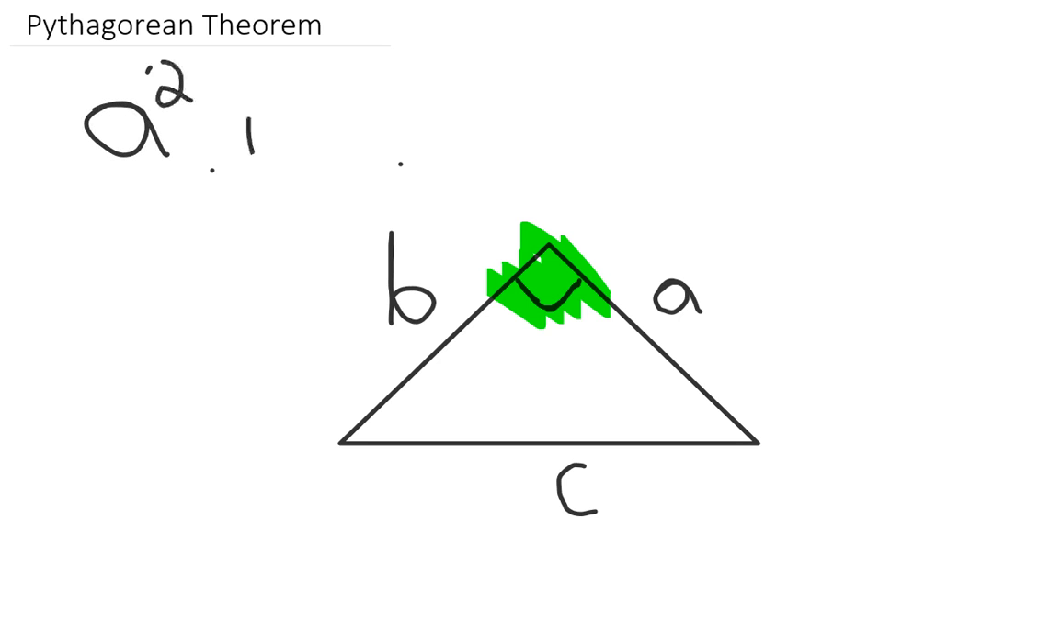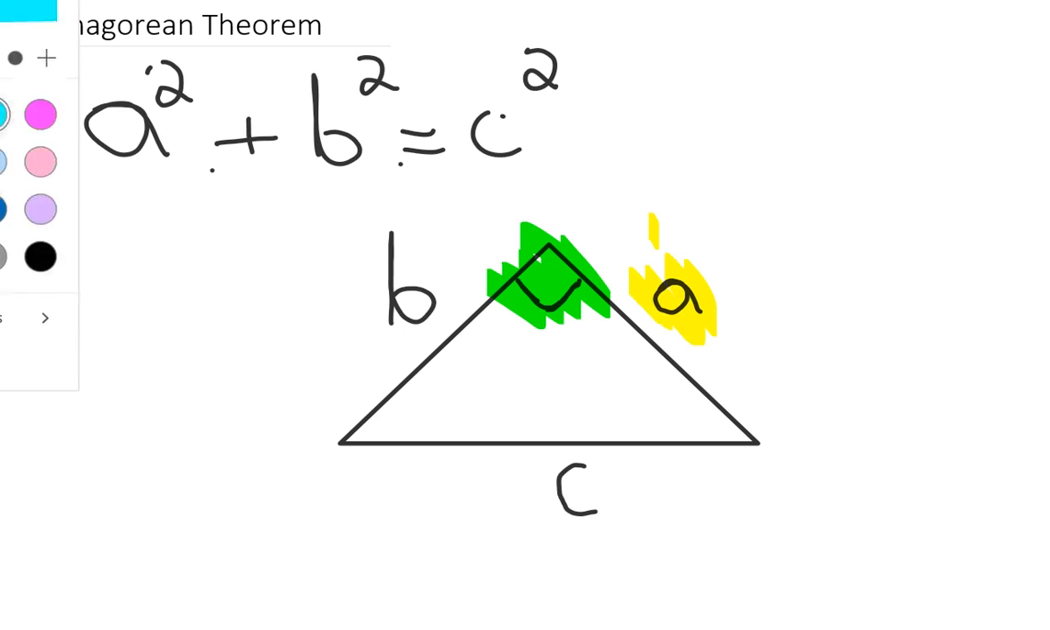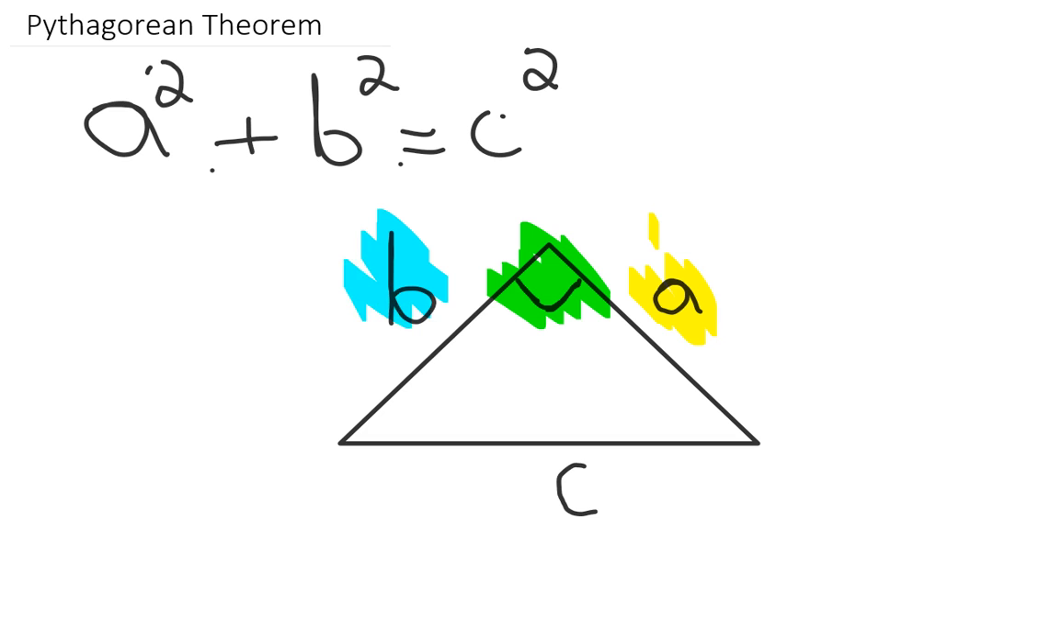But the general version of the formula will be a squared plus b squared equals c squared, which means that one of my legs, which in this case we'll call a squared, plus my second leg, which will be b squared, should be equal to my third leg, which will be c squared. And now, depending on what you have, you can manipulate that as well to make it work for you.